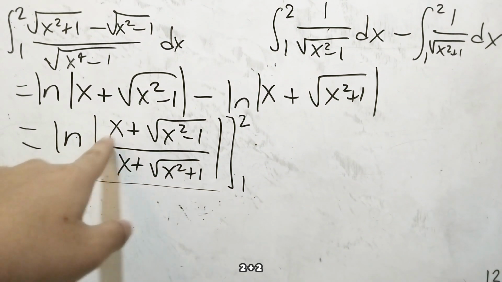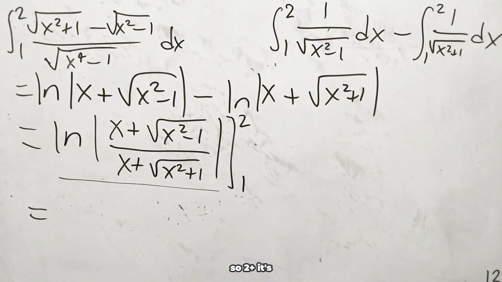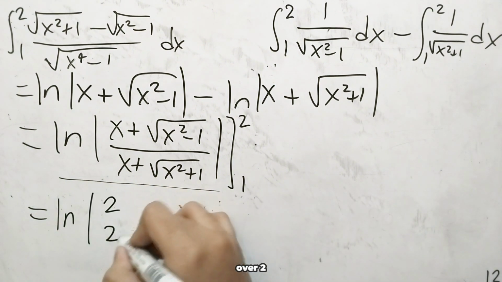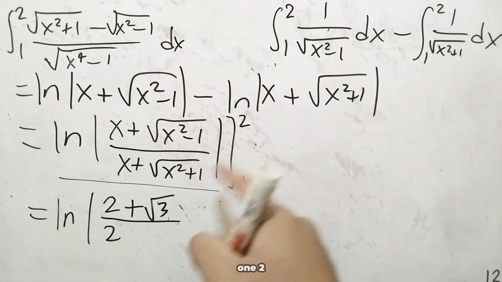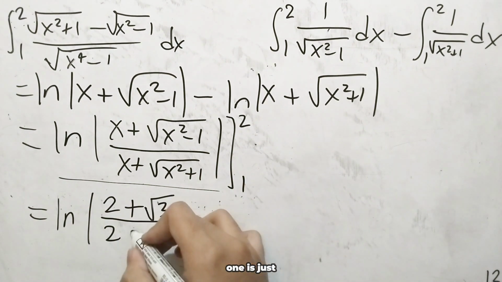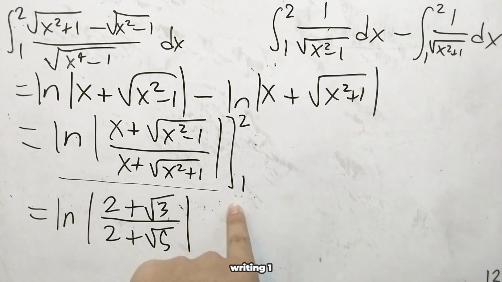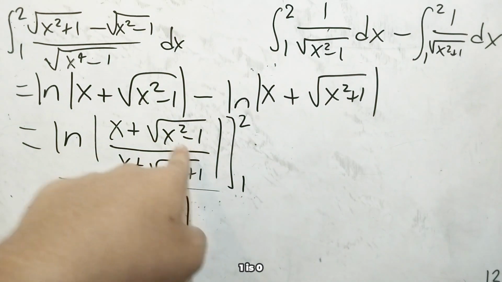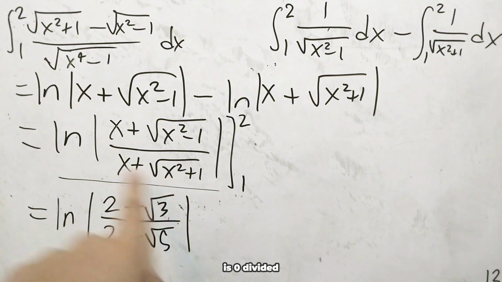So what is 2 plus 2 squared minus 1? That's root 5. So it's just what's that? So 2 plus root 3 is gonna be natural log of 2 over 2 plus 2 squared is 4 minus 1 is root 3, and then this one 2, and then this one is just root 5. And then guys, I already can see without even writing 1, the answer is gonna be 0, because 1 plus 1 squared minus 1 is 0, and then the root of 0 is 0, and then 1 plus 0 is 0 divided by 1, so it's just 1.